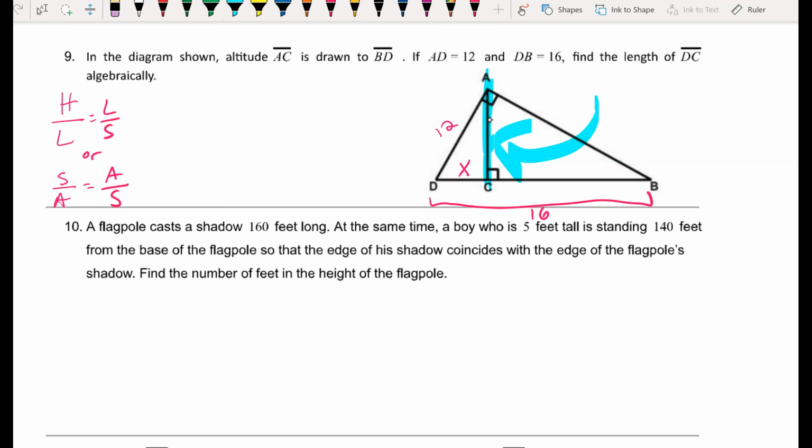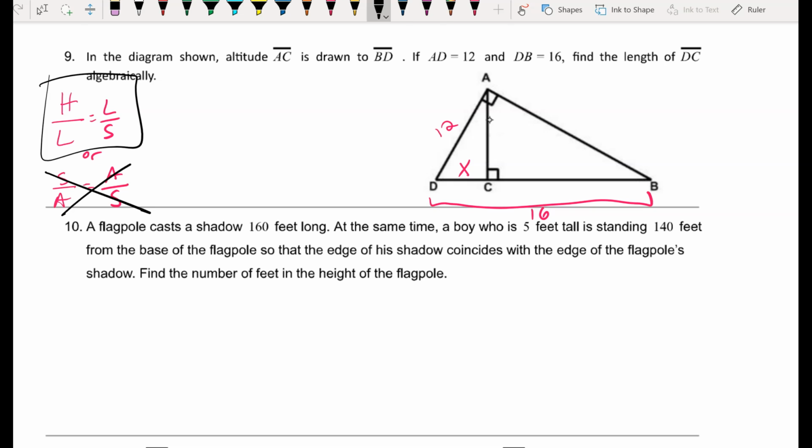Do we want to find him? Is he labeled as X? Or do we know the length of AC? The answer to both those questions is no, I don't care about AC. So I'm not going to have my altitude in a proportion here. I must have a Hills proportion. So the entire hypotenuse is 16.